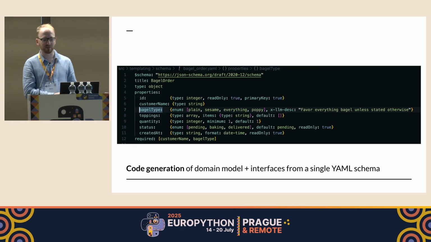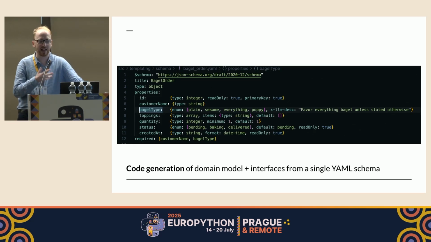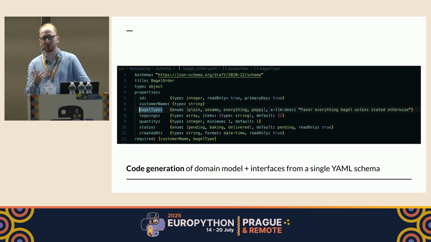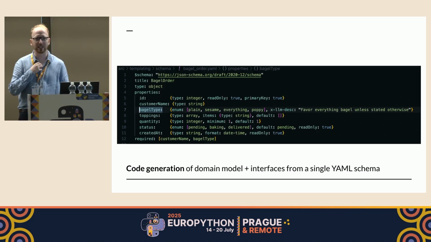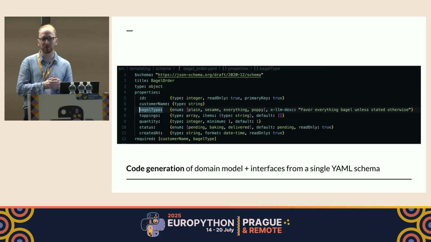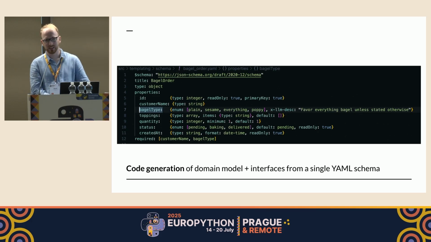You can have specific properties like XLLM description, that's only the LLM instruction. You can have actual description that would go in the database or the Pydantic object or the docstring. You can specify things as read-only or primary key and then deal with these fields separately so that they automatically don't go on the input schema but do go on the output schema. There's a lot of flexibility.